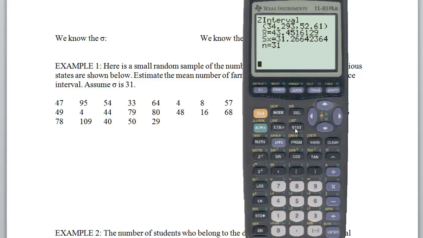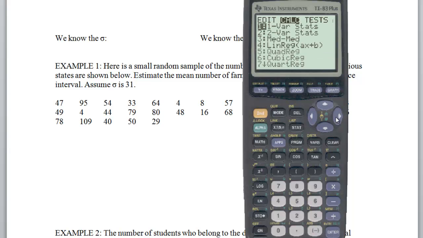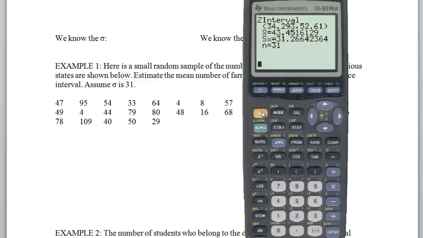So to review how I got here: I typed in all the data into my list 1. I went stat all the way to tests, and I scrolled down to 7, hit enter. I made sure that this was not a 0 because that's how it starts out on your calculator. Make sure it's the standard deviation that was given in the book. Then we find our frequency list, and we type in our confidence level, hit calculate, bloop, and it gives us our answer. We'll be able to do that for our t as well.